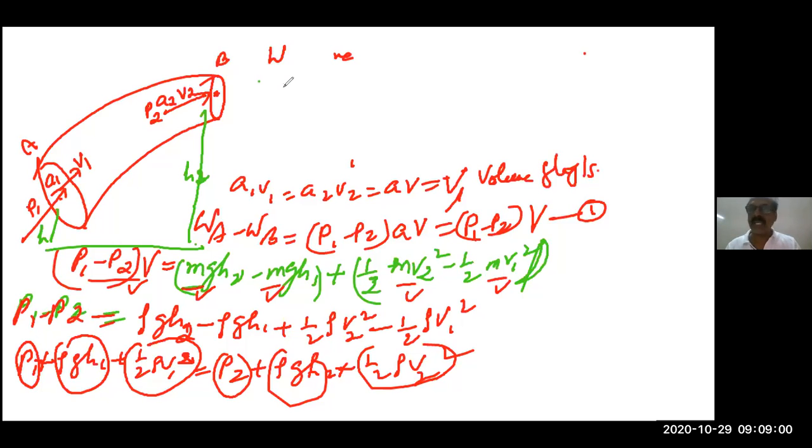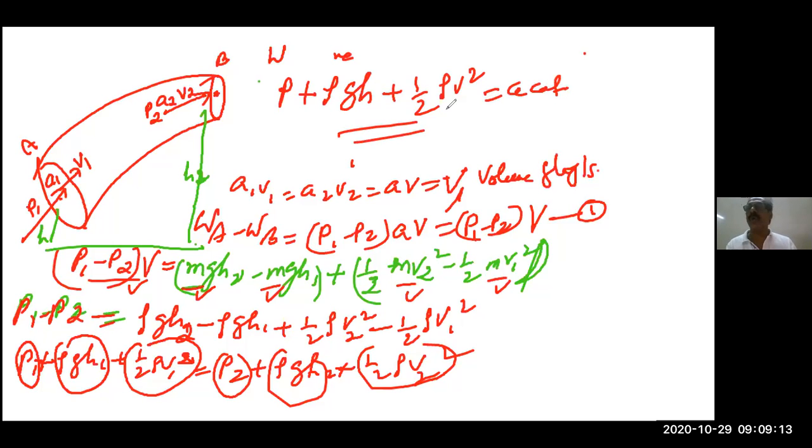So in general, we can say pressure energy plus rho g h, potential energy, plus kinetic energy, with rho indicating mass per unit volume, is equal to a constant throughout the streamlined flow or throughout the flow of an ideal fluid. Is it clear? Yes, sir. This page only was missing, right?